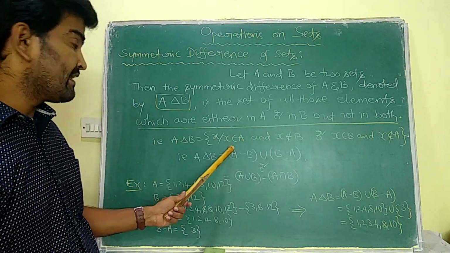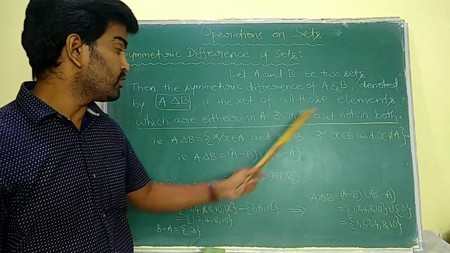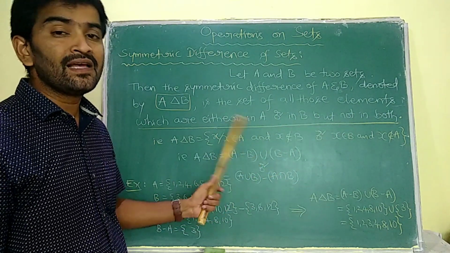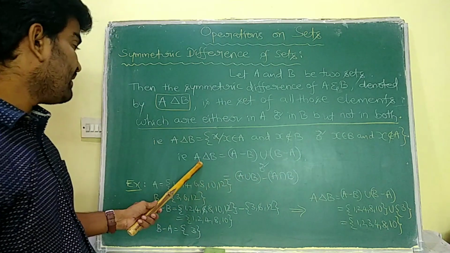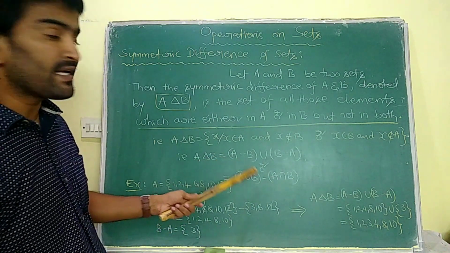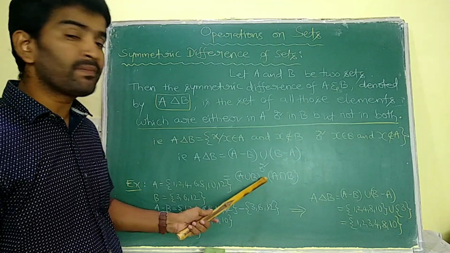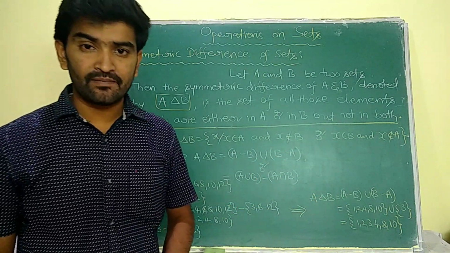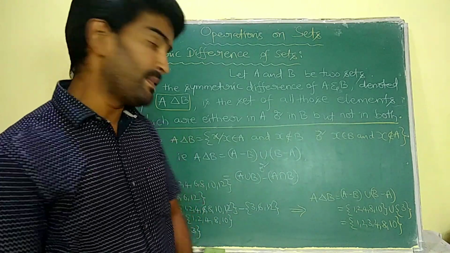That means the X belongs to either A or B but not both A and B. See, that is the symmetric difference of A and B. Now simply we will write A delta B is A minus B union B minus A, or A union B minus A intersection B. These are the two formulas for the symmetric difference A delta B.